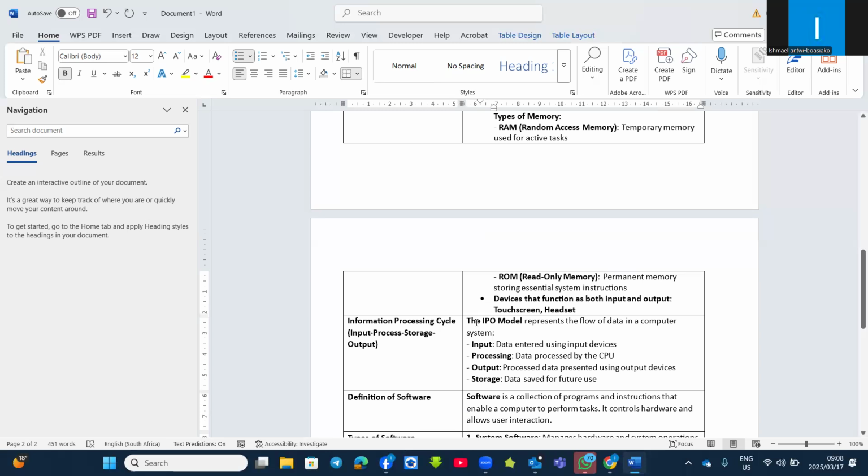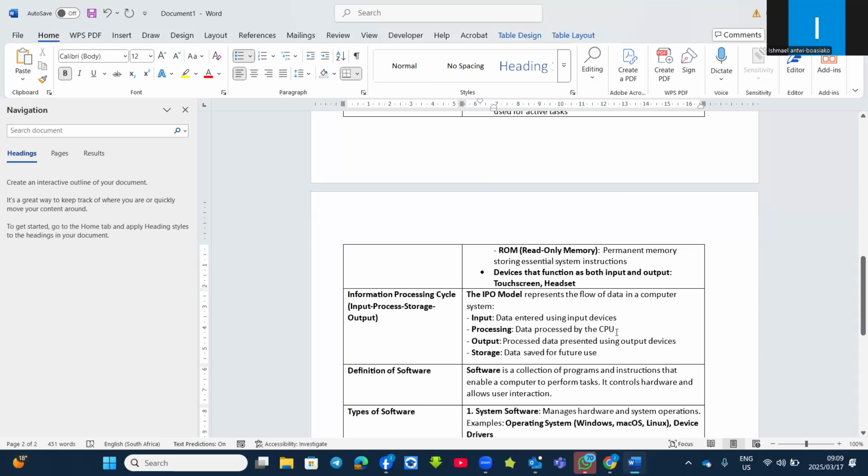Then we have the information processing cycle. That one refers to the flow of data in the computer, how the data is converted into information. The first stage is the input stage. Like I said, that is where we enter data into the computer.